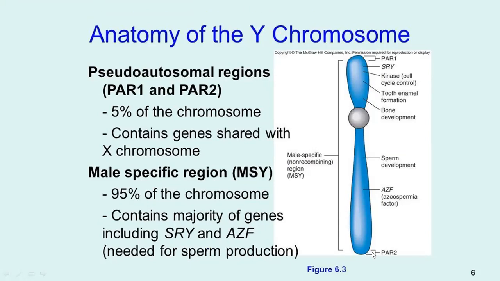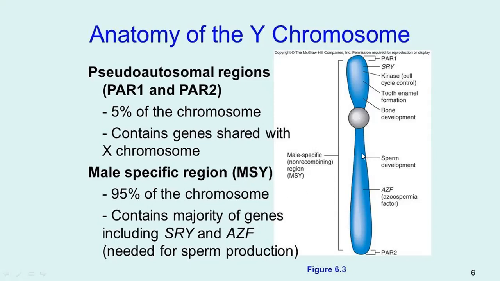These 2 parts are similar to portions of the X chromosome. So these portions are present on the X chromosome also. As PAR1 and PAR2 are present on the X chromosome also, they are called pseudo-autosomal regions. They comprise only 5% of the Y chromosome. The remaining 95% of the Y chromosome is limited to the Y chromosome only. That's why it is called the male specific region, MSR, or male specific Y chromosome region.